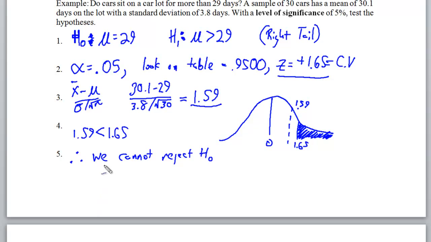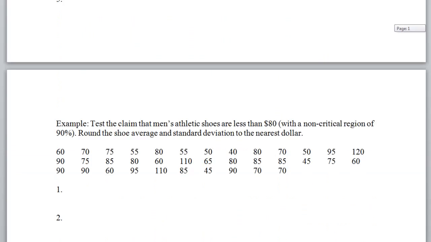So the question becomes, from the part of the problem, do cars sit on the lot for more than 29 days? Well, according to our data, our small sample did have an average that was bigger than 29 days, but it was not significant enough to change our original assumption, which was cars sit on the lot for 29 days. So we cannot reject the null hypothesis. 29 is the average days that cars sit on the lot, even though our small sample had a bigger average than 29. All right, you may want to copy this down because I'm going to move the worksheet down and do the second problem with you.